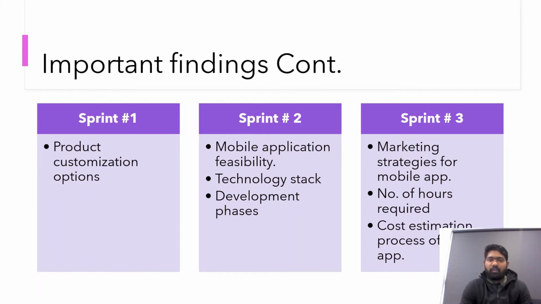Sprint 2 is where we can use two different kinds of technologies, one for Android and one for iOS. So we can use two different kinds of languages. For Android it is Java or Kotlin. When it comes to iOS, it's Swift or Objective-C.